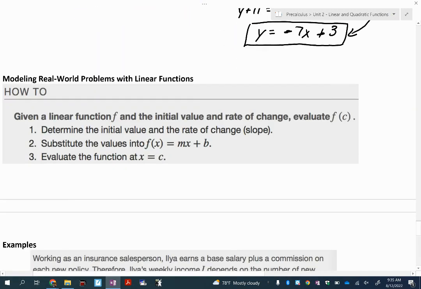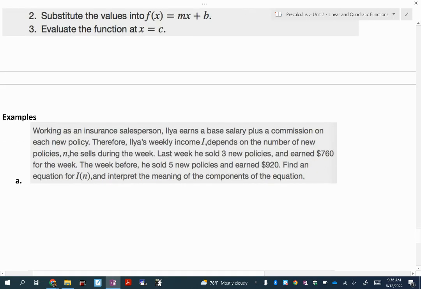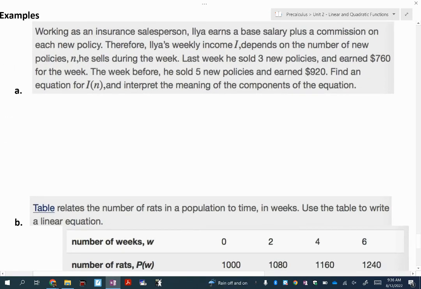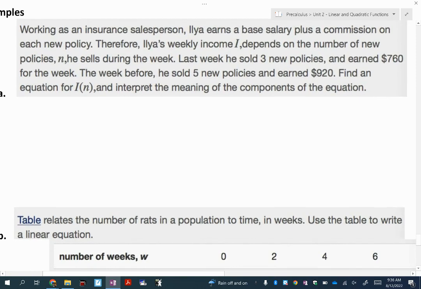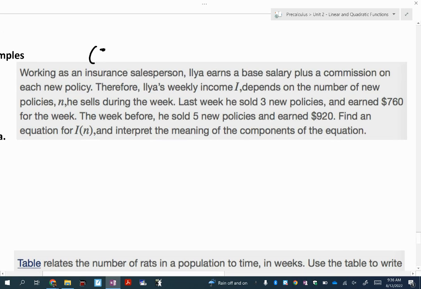So a few real life possibilities of seeing this occur with our linear functions. We've got an insurance person, Ilya, earning a base salary of, we don't know, so we've got to find it, plus a commission. Ilya's weekly income I depends on the number of new policies that he sells. Last week he sold 3 policies, so I'll write that down as my ordered pair. So 3 is my input and he earned $760. And then the week before that, he sold 5 policies and earned $920.